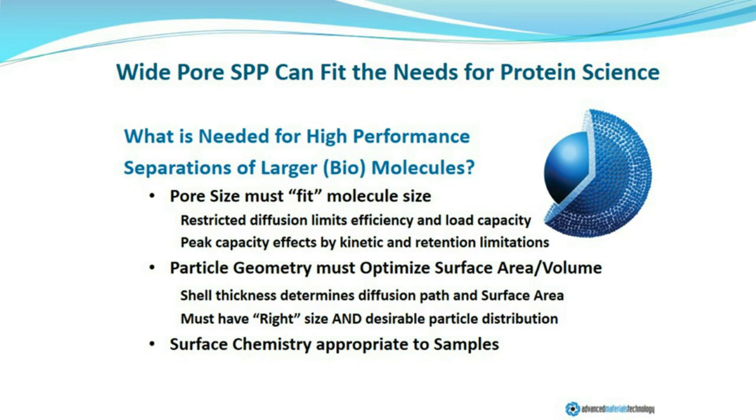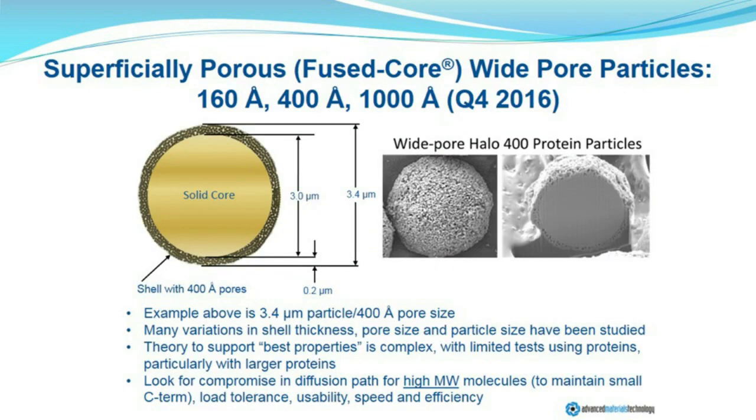We have recently commercialized the 400 angstrom pore size material. This slide shows a cartoon representation of that on the left and the scanning electron micrographs of this material on the right. These materials have an enlarged pore size in order to fit larger protein molecules into the superficially porous structure. This is important because it improves peak shape.